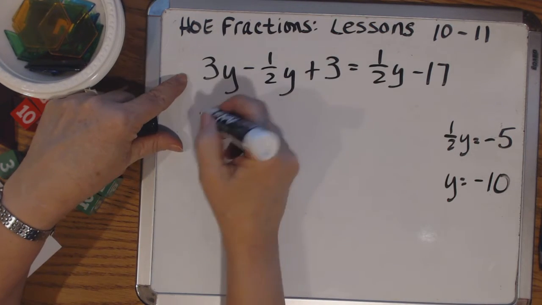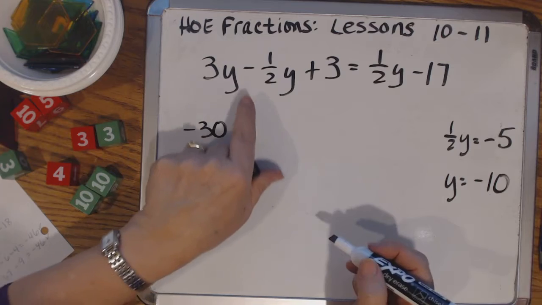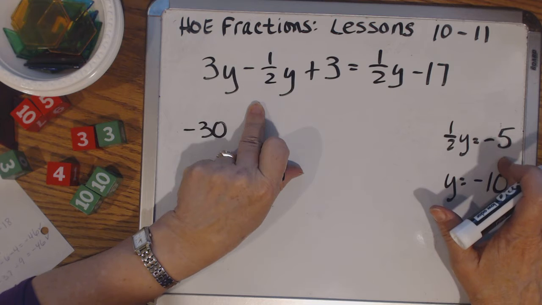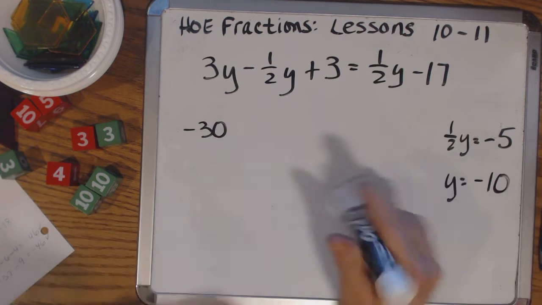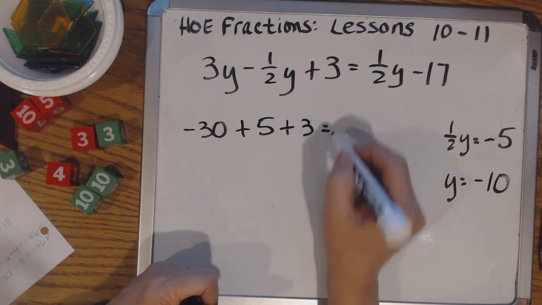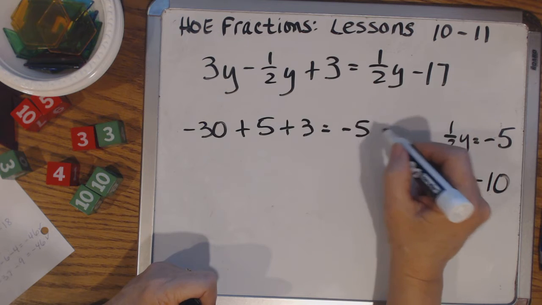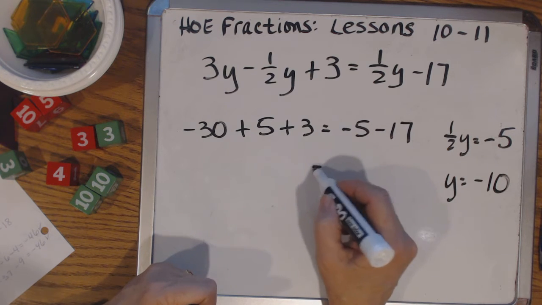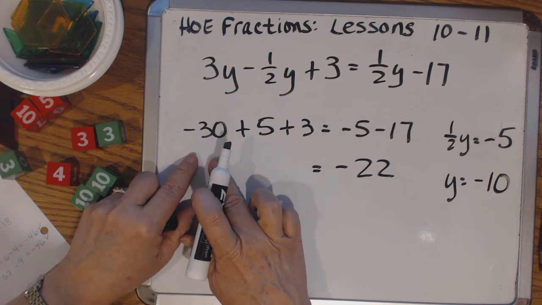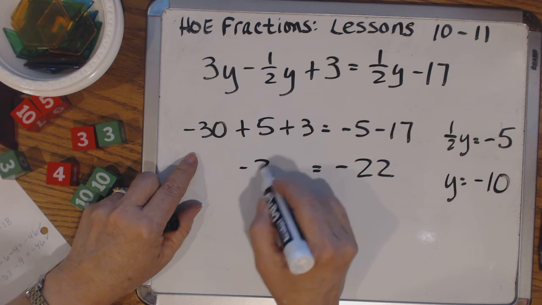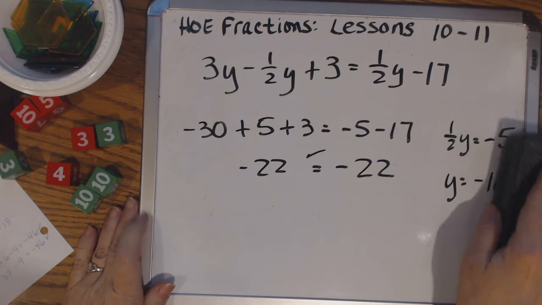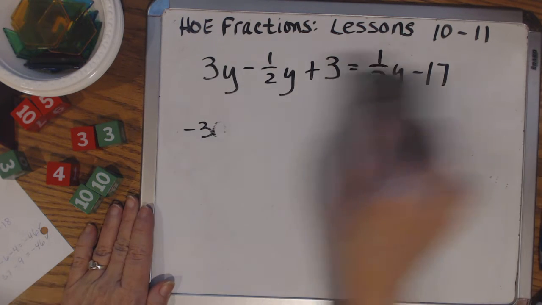3y would be 3 times negative 10, negative 30. Okay, minus half of y, minus negative 5. This is where you have to be careful: subtraction means subtract, and the negative means add the positive. So you have to be careful with this, all right? Plus 3 is equal to negative 5 minus 17. Simplify this out. This is going to be negative 22 on this side. Negative 30 plus 8 is negative 22. This one checks.